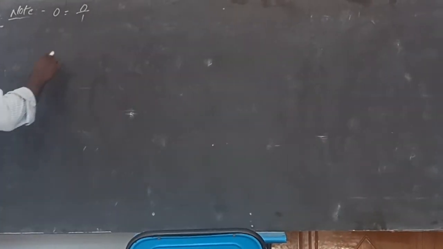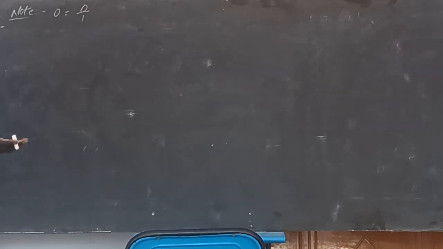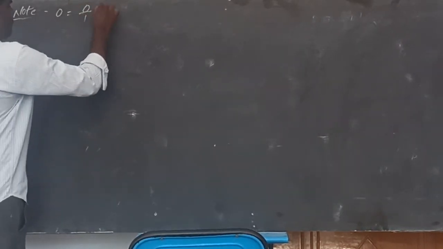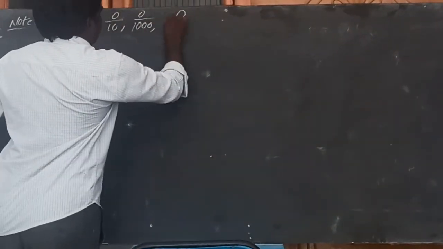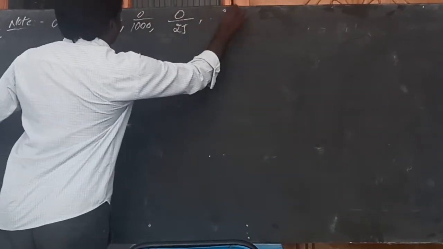0 divided by any number is 0. Any number divided by 0 is undefined. So 0 we can write as 0 by 1, 0 by 10, 0 by 1000, 0 by 25 and so on.